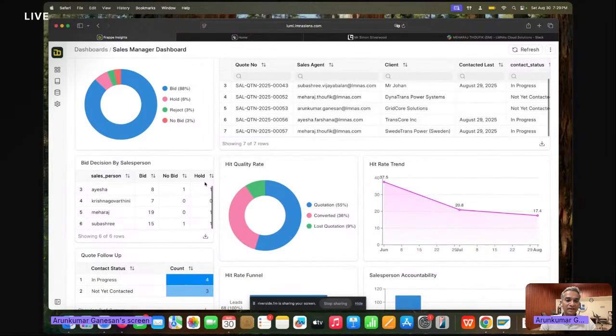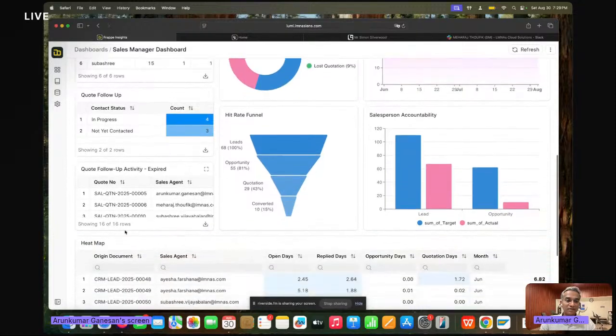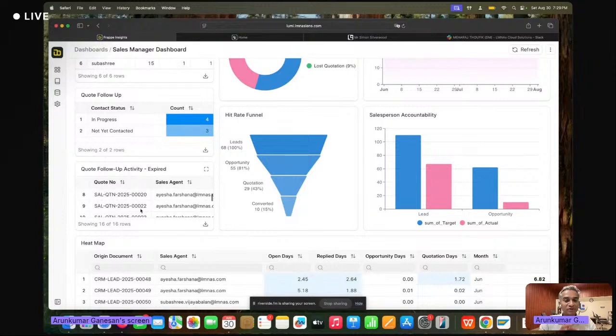And see, quote follow up says not yet contacted is 3. So a quote is created and not yet contacted, and surprisingly there are 16 quotes which got expired. That is what is contributing a lot. This is quite common in most of the sales. I have seen enough of this. Many give issue quotation, but most of the quotations go expired.